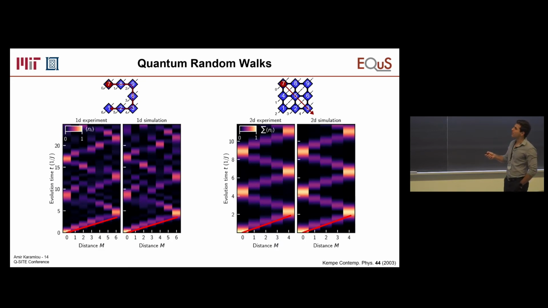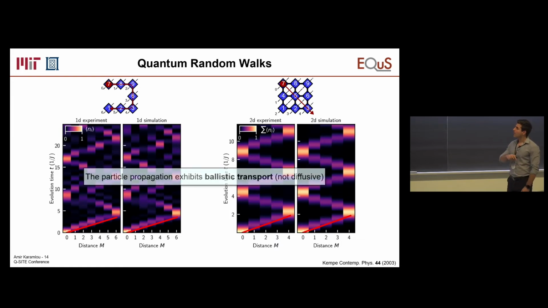Because of that, I'm plotting the sum of the population, or the probability of finding the excitation, on the qubits that are at the same distance from the initialization source. And again, that's what I see here. When I allow my system to interact for some time, detune, and read out, I get the same pattern of particle probability propagation that I expected from a 1D random walk. And of course, the particle propagation, the probability of the particle being found somewhere, exhibits ballistic transport and not diffusive. And that's the distinction between a quantum random walk and a classical random walk.